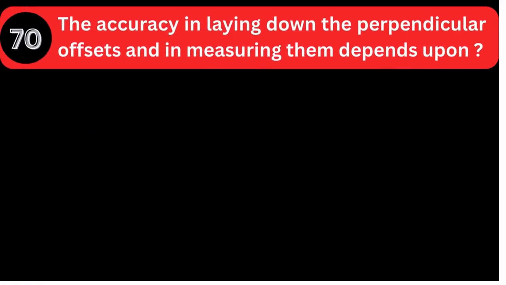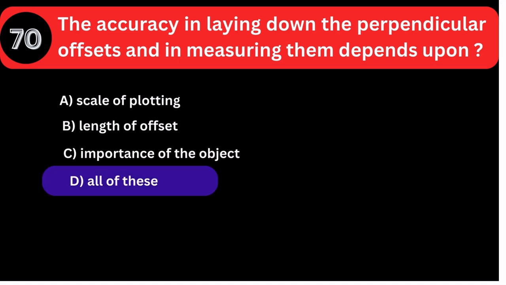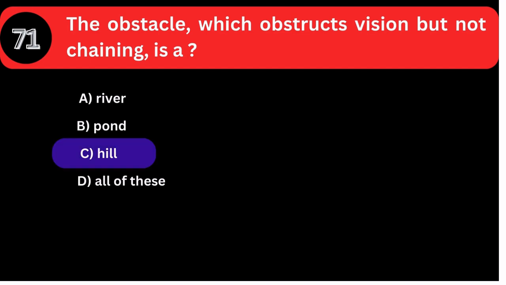The accuracy in laying down the perpendicular offsets and in measuring them depends upon. Options: A, scale of plotting; B, length of offset; C, importance of the object; D, all of these. Answer: D, all of these. The obstacle which obstructs vision but not chaining is. Options: A, river; B, pond; C, hill; D, all of these. Answer: C, hill.